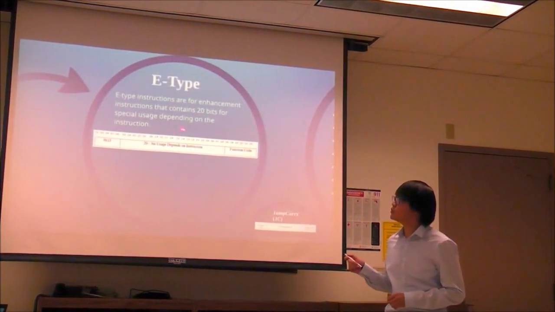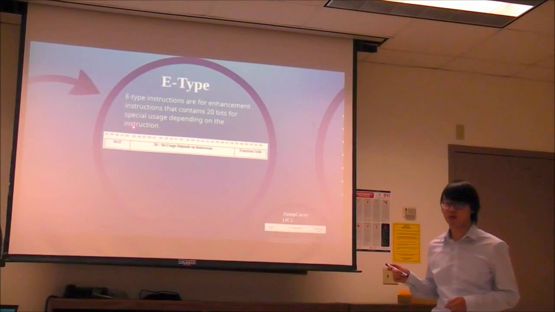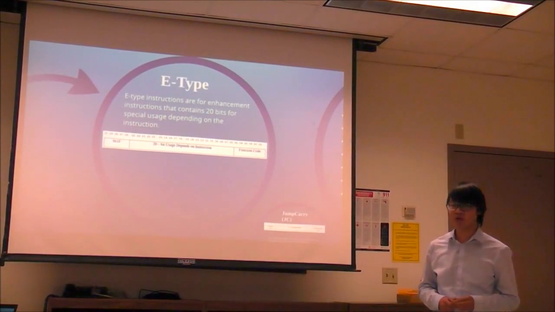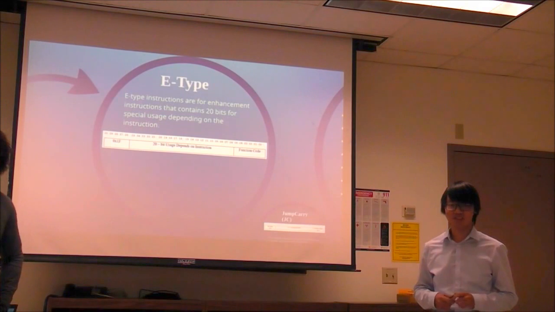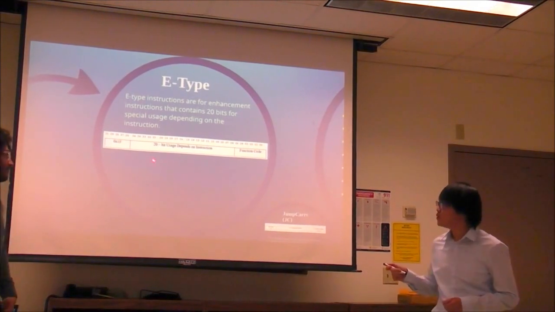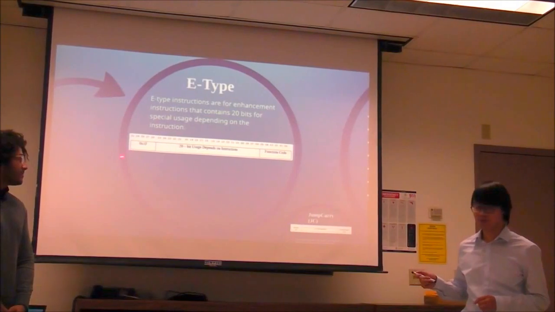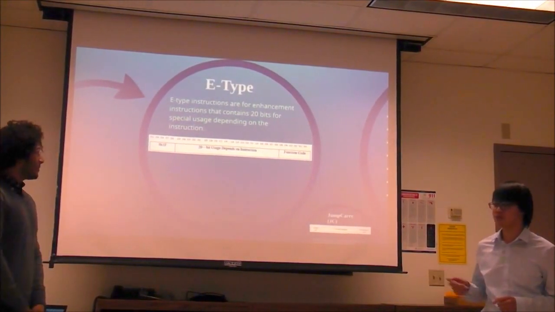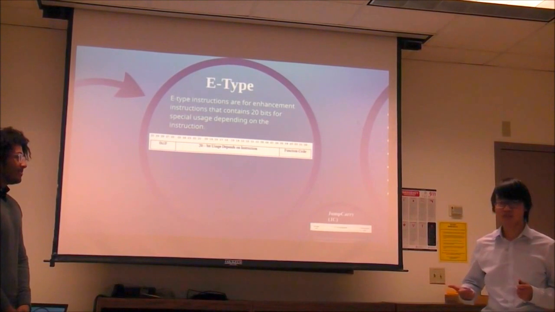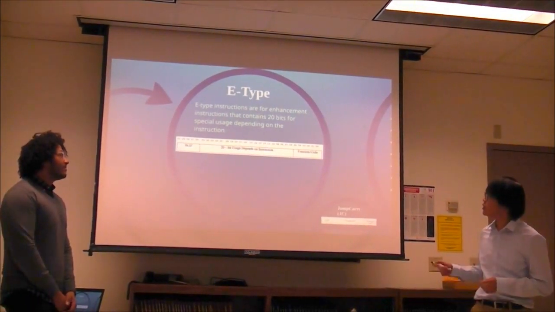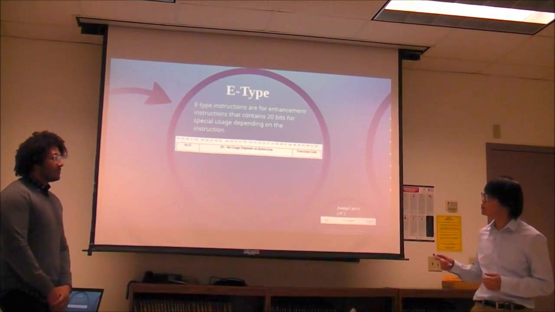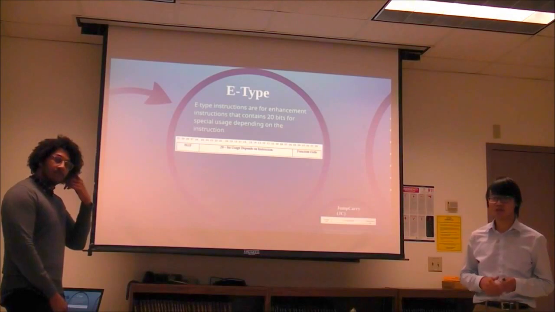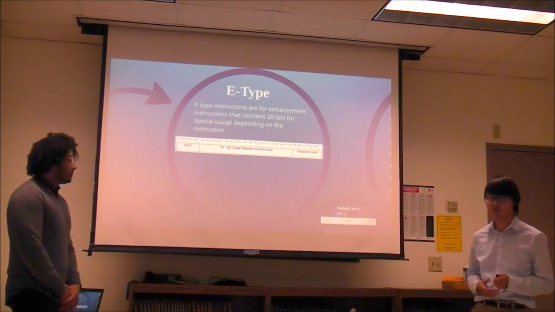We did use the E-type that was given to us as a requirement for our enhancements. So what we did was we used the most significant 6 bits and assigned it to 1F, which allows the processor to know that it's an E-type. Then we used the lower 6 bits as the function code to determine which instruction it is. The middle 20 bits depend, their usage depends on the actual instruction itself.